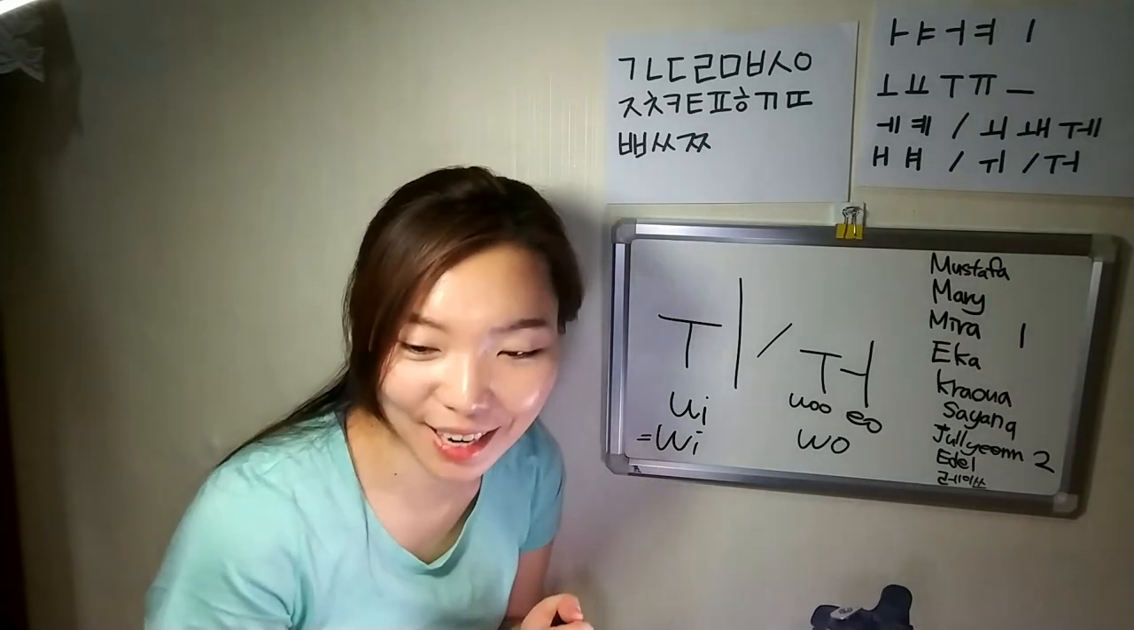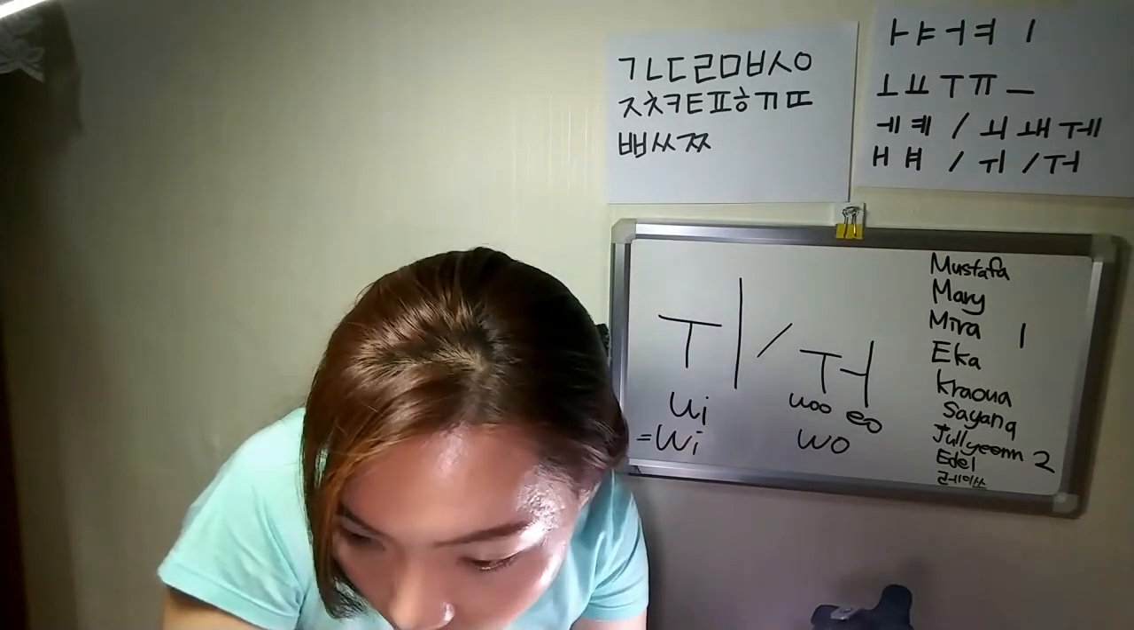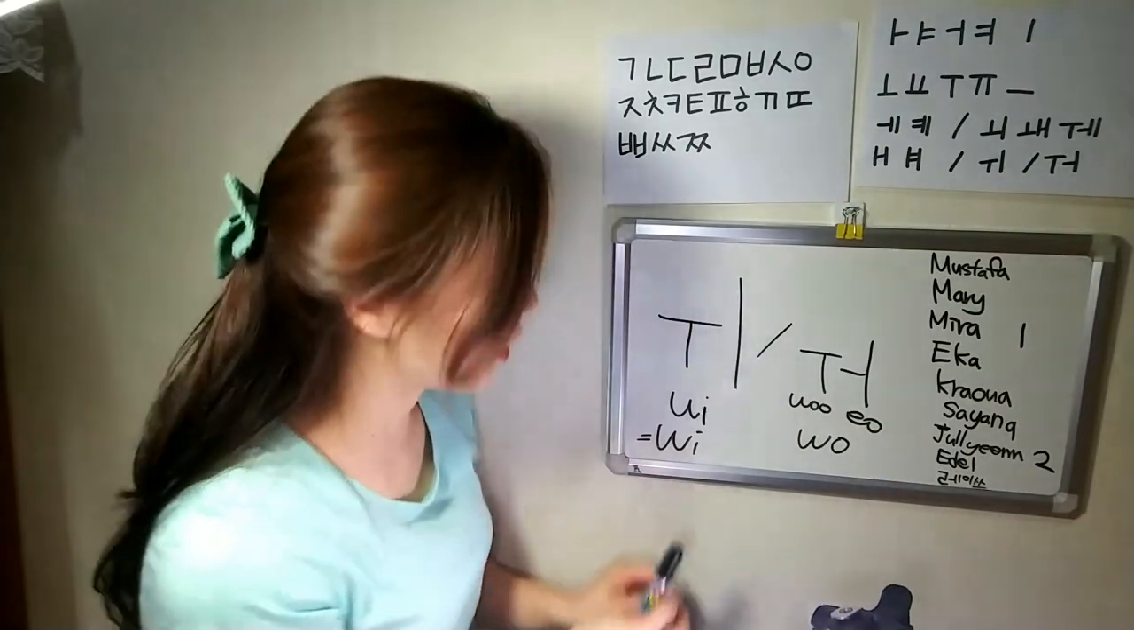Yeah, Julian, now you're right. We and we. Let's see. Sorry, okay, was it we and we? Oh, we and we. Okay, so let me explain one more time.